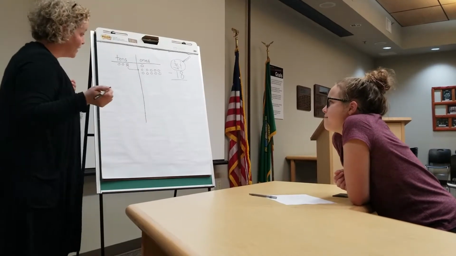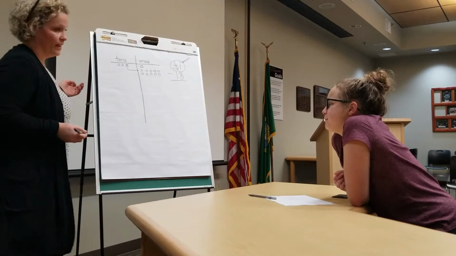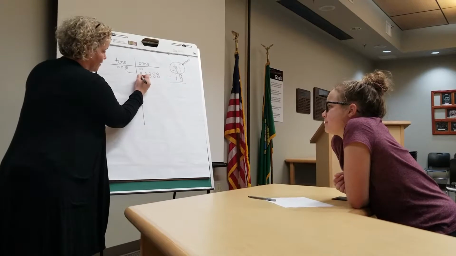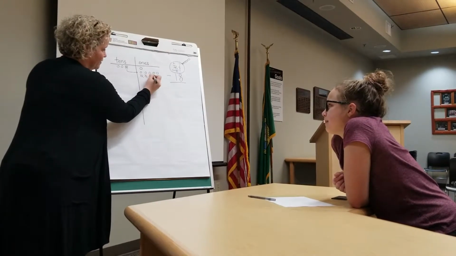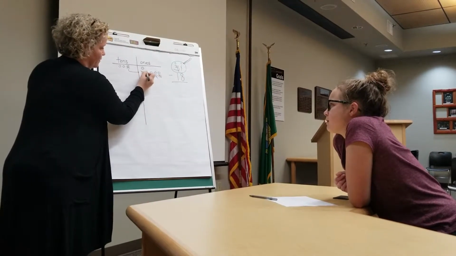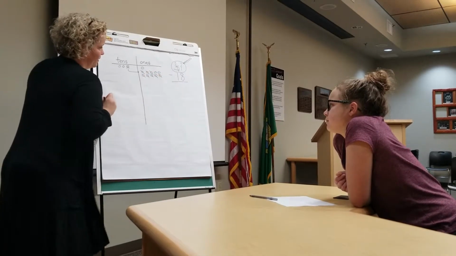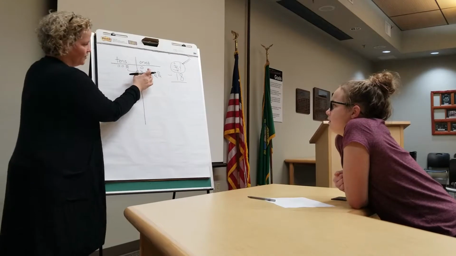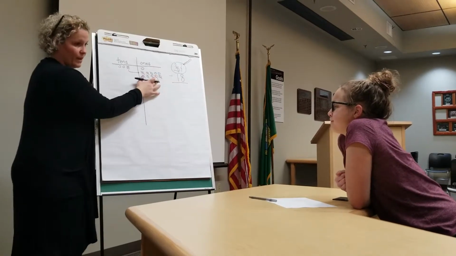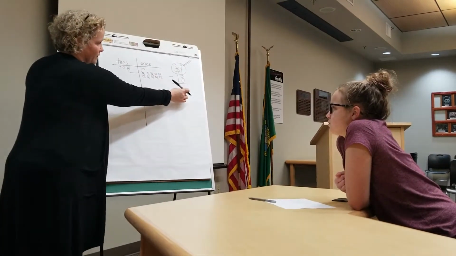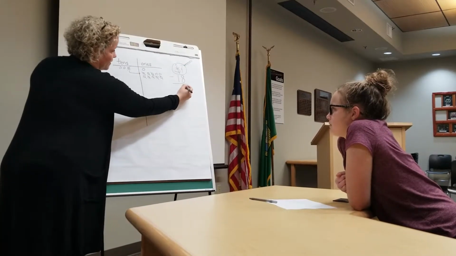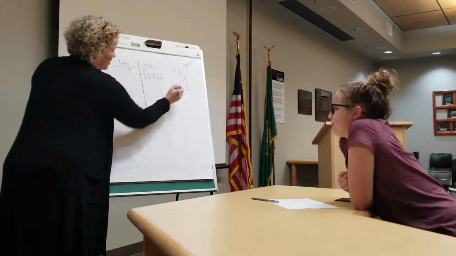Excellent. Now can I take 8 ones from 11 ones? Okay. So I'm going to show that by crossing off 8 ones. And how many ones do I have left? 3 ones left. Good. And so every time I do something with my chips, I'm going to record it in my vertical method. So when I take 8 ones from 11 ones, I have 3 ones left.